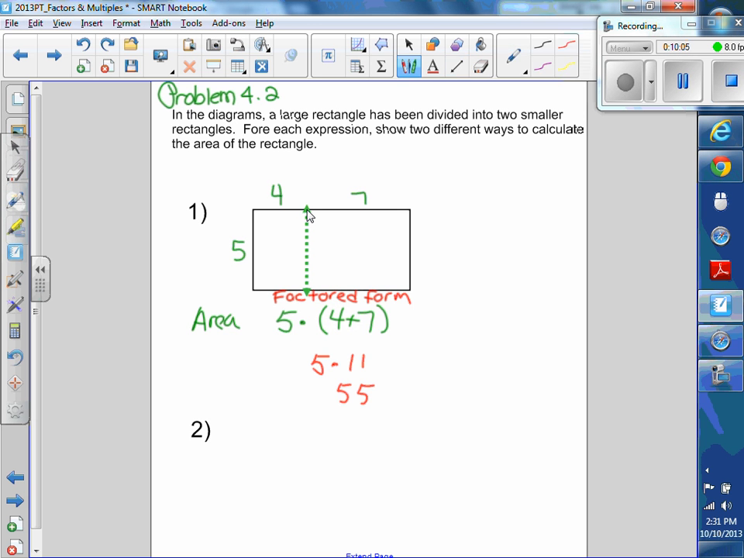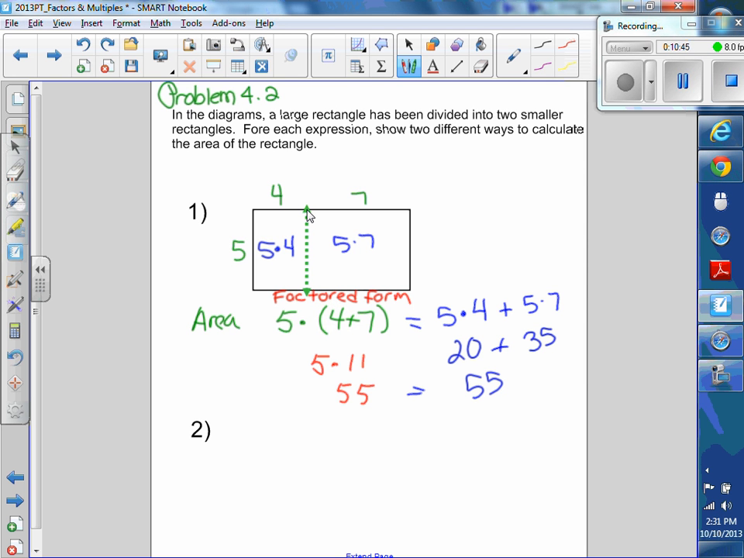What would be another way to do it? What's that the same as, in other words? 5 times 4, right? Right, 5 times 4 for the left rectangle, and 5 times 7 for the right rectangle. These should turn out to be 55, right? What's 5 times 7? 35. What's 20 plus 35? 55. So there's 2 different ways to find the area. Raise your hand if that makes sense. Okay, that's the first type of problem.